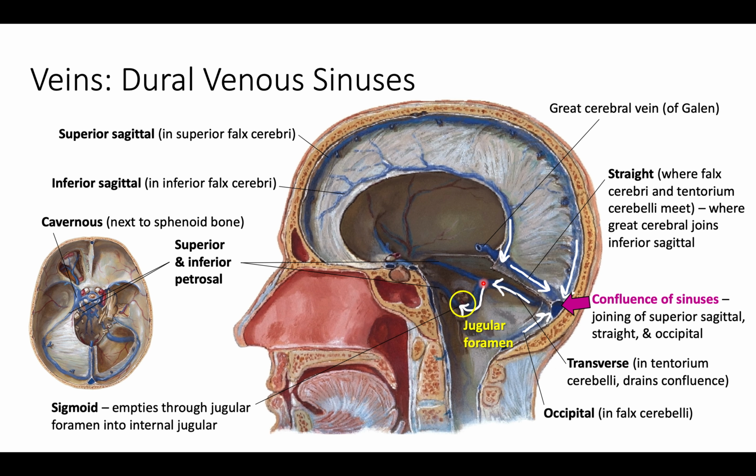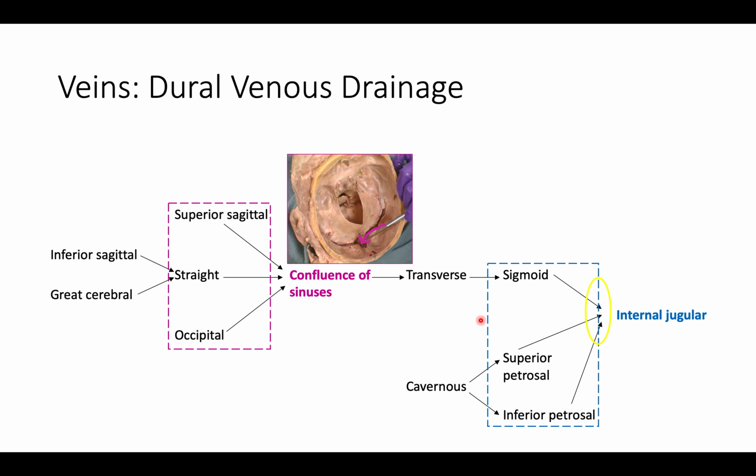over to the sigmoid sinus, and then that is going to go into our jugular foramen. So right here we can see it. We've got the superior sagittal and then inferior sagittal going to straight, as well as that great cerebral, and then occipital, and it's all draining in the confluence of sinuses that's going to transverse to sigmoid out the internal.